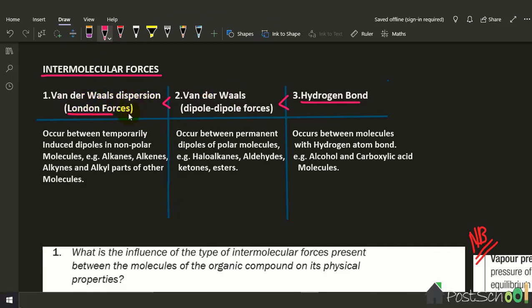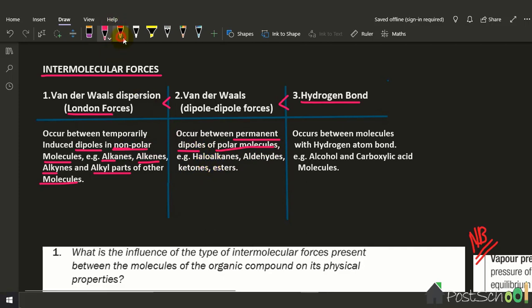And London forces are found in alkanes, alkenes, alkynes, and alkyl parts of the molecules. How do they occur? They occur between temporal induced dipoles in non-polar molecules. And then van der Waals dipole forces occur between permanent dipoles of polar molecules. Before they were non-polar, but in this case they are polar molecules.